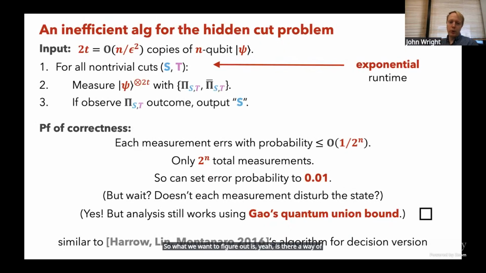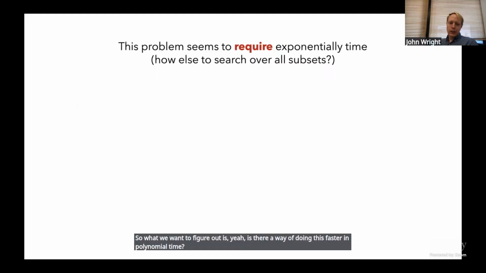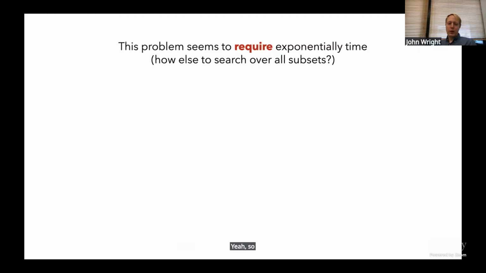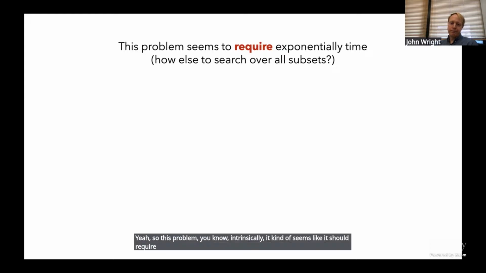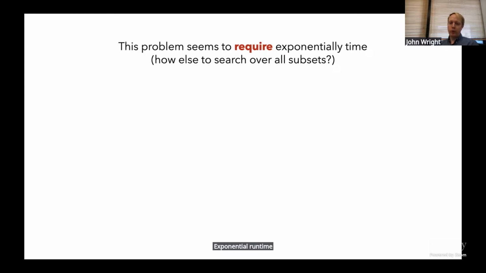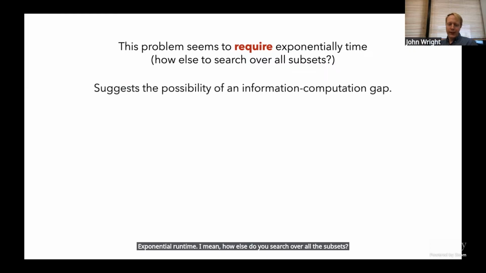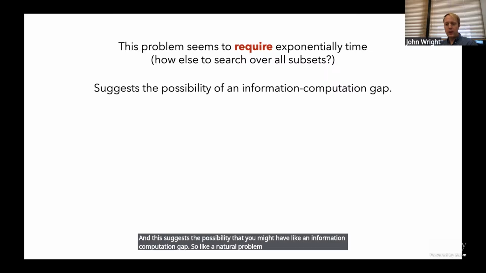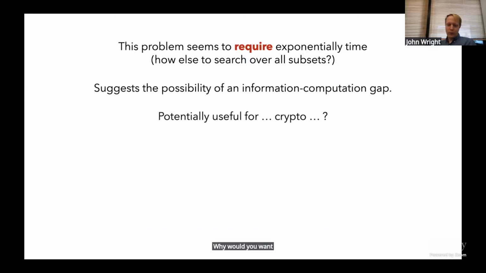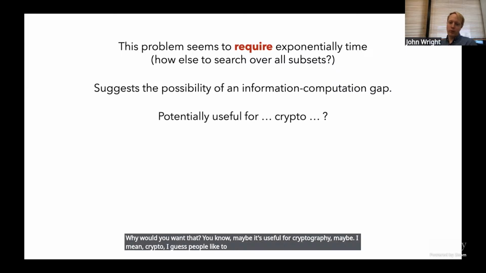So what we want to figure out is, is there a way of doing this faster, in polynomial time? Intrinsically, this problem seems like it should require exponential runtime. I mean, how else do you search over all the subsets? And this suggests the possibility that you might have an information-computation gap, a natural problem where it's information theoretically easy, but computationally hard. Why would you want that? Maybe it's useful for cryptography. I guess people like to have problems which are information theoretically easy, but computationally hard.